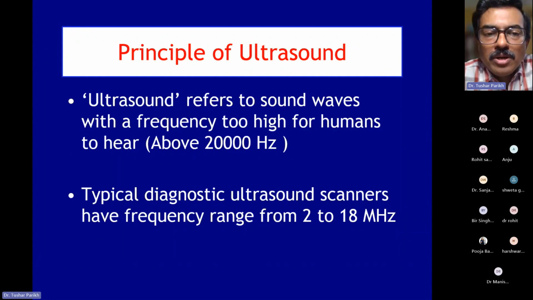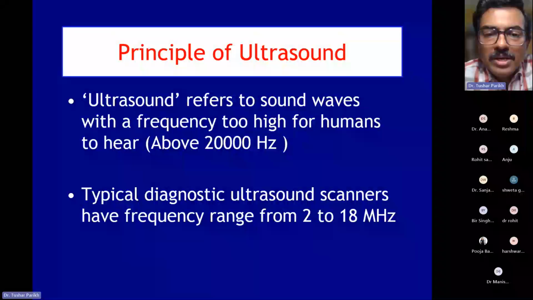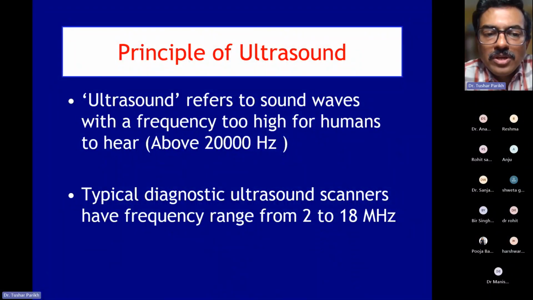So basically, when we talk about ultrasound, we talk about sound waves which have a frequency higher than the human ear can hear, which is generally about 20,000 hertz. And typical diagnostic ultrasound scanners have a frequency range between 2 to 18 megahertz.